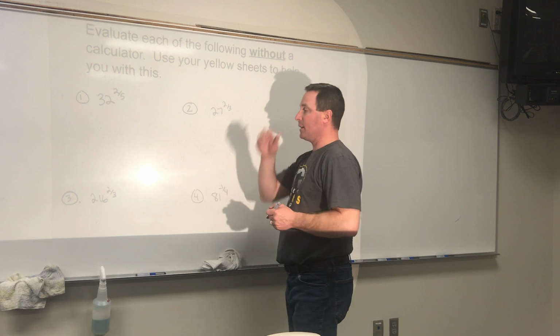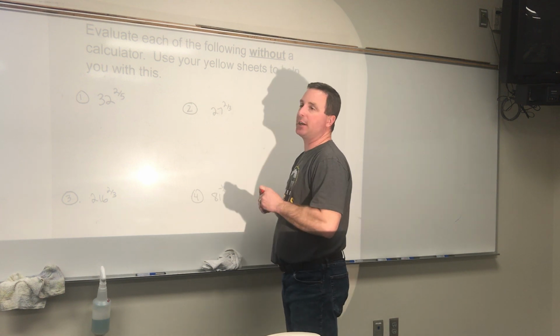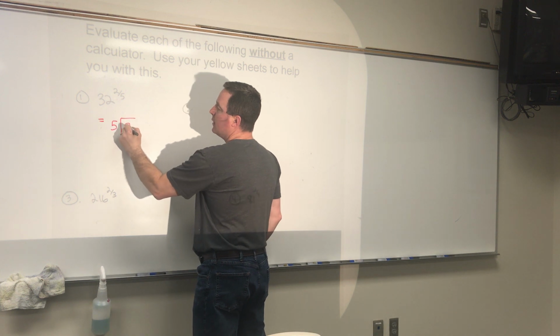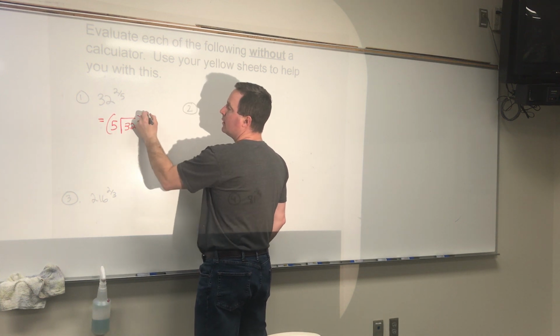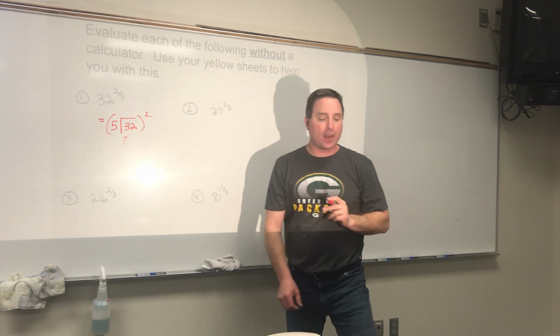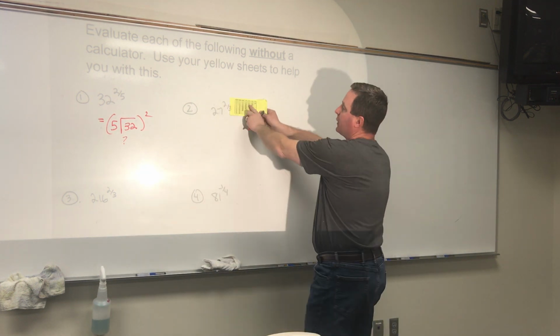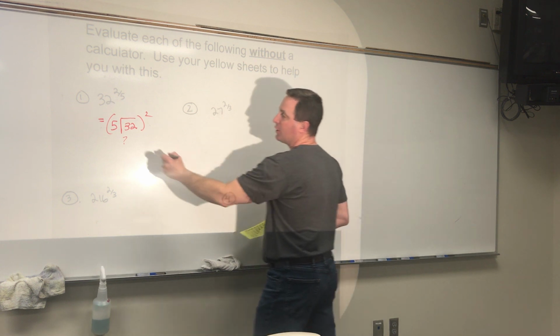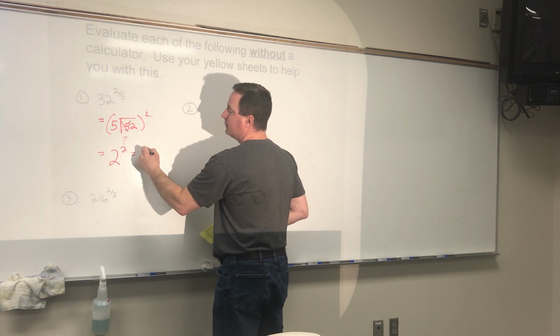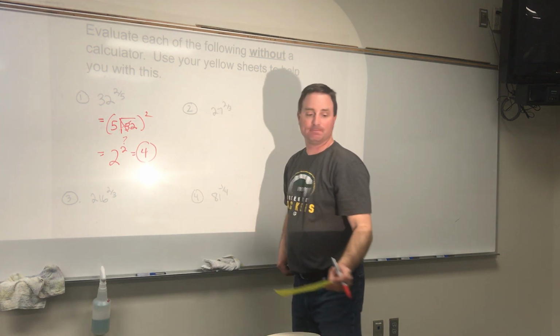So let's see. It's going to be easiest, I think, if we put this in radical form. This means the 5th root of 32 squared? Well, let's see, is 32 a perfect fifth? If you go to your fifths and 32, it's on there, it's 2. So it's 2 to the second, it's going to tell you 4.